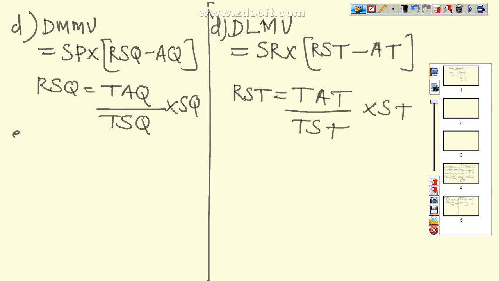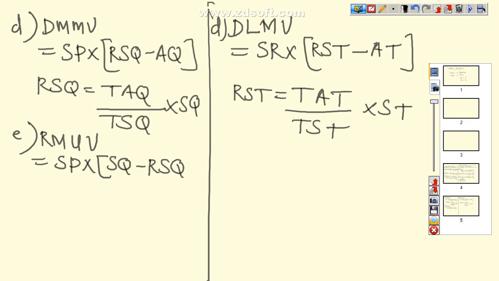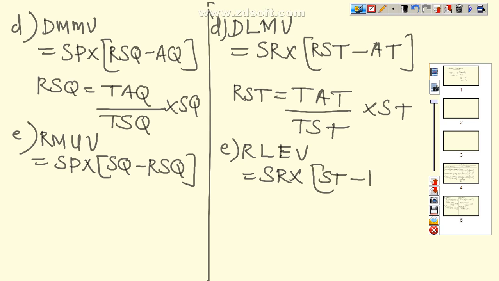Next equation, revised material usage variance, that is equal to standard price multiplied by SQ minus RSQ. Here, revised labor efficiency variance is equal to standard rate multiplied by ST minus RST.